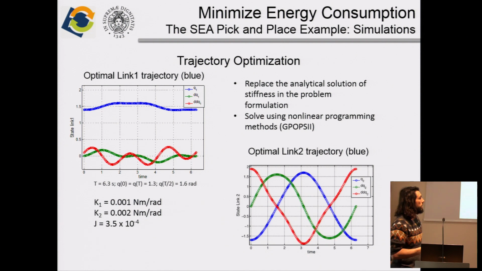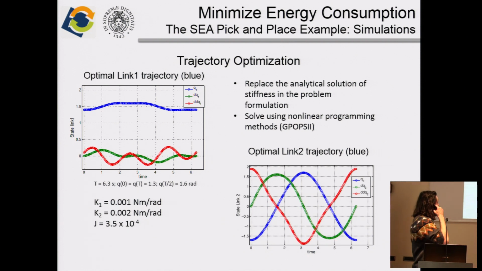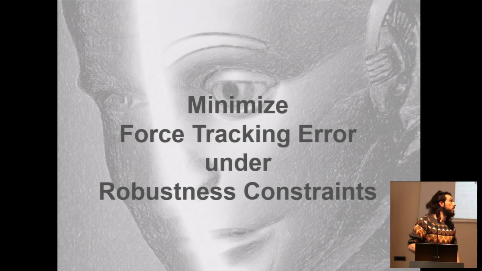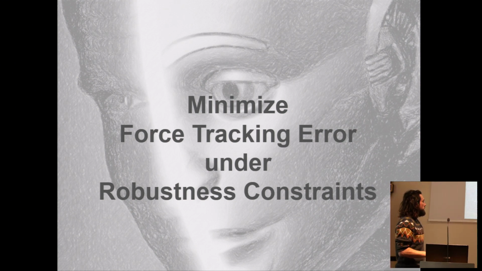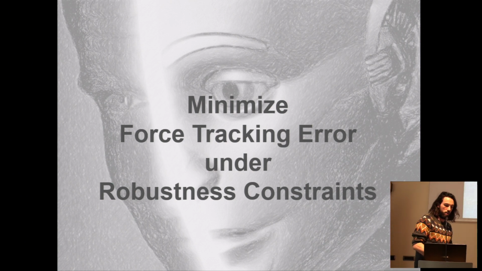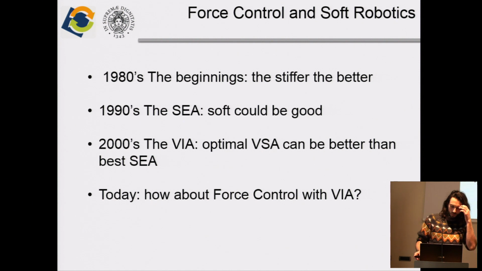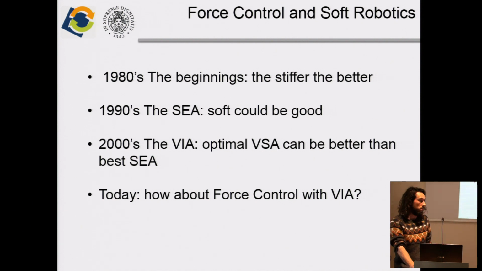Okay, then here there are first simulation studies in which we are trying to optimize both trajectory and actuation parameters. Okay. So now let's see, from the robustness point of view, the task in which we want to minimize tracking error, for example, in force tracking under a robustness constraint.